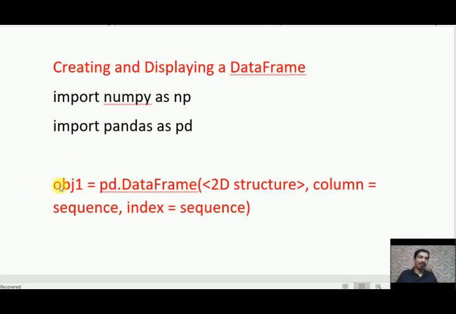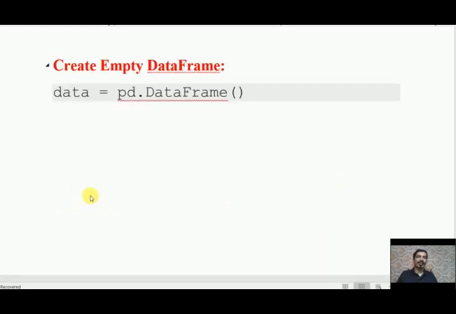Now here is the syntax of data frame. Data frame name or object name equal to pd.DataFrame. Within brackets you will provide the 2D structure, then columns equal to a sequence, and index can also be a sequence. To create an empty data frame we can write data frame name equal to pd.DataFrame, opening and closing brackets.